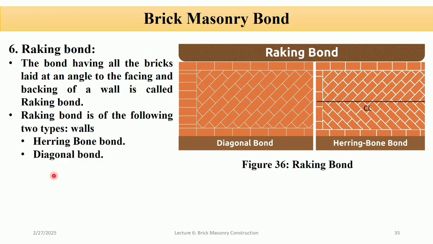The second one is diagonal bond. We can define the diagonal bond as the racking bond having bricks laid at a suitable angle to the facing and backing, in parallel rows starting from the corner of the hearting of the wall. This type of bond is suitable for hearting walls having thickness of 2 to 4 bricks.